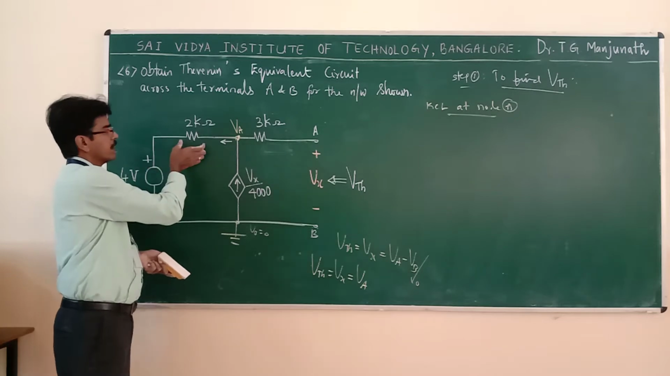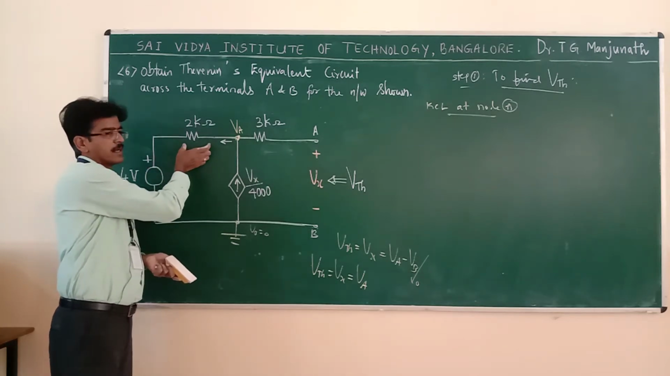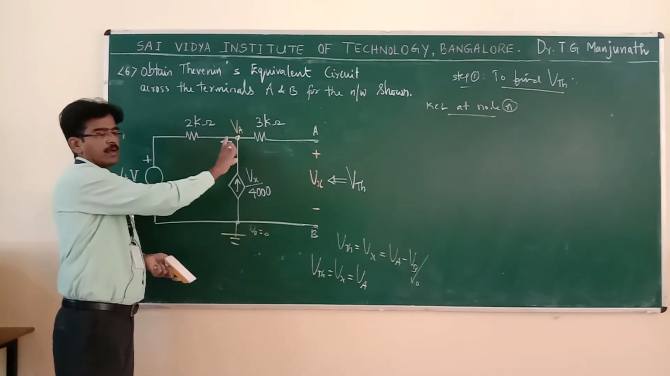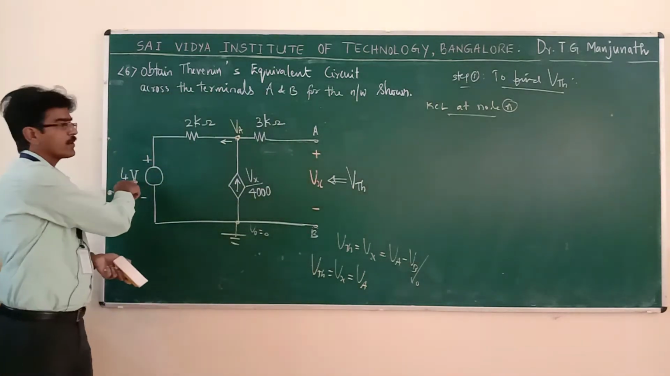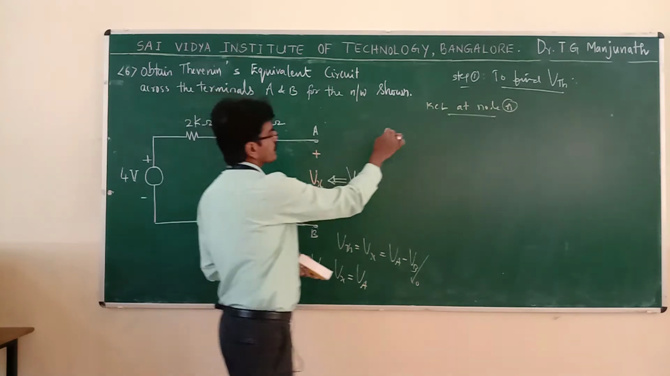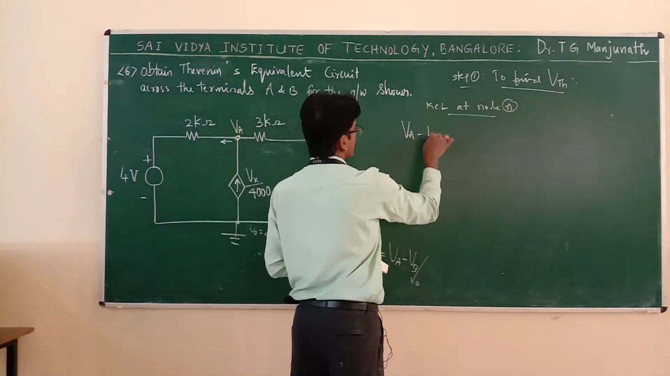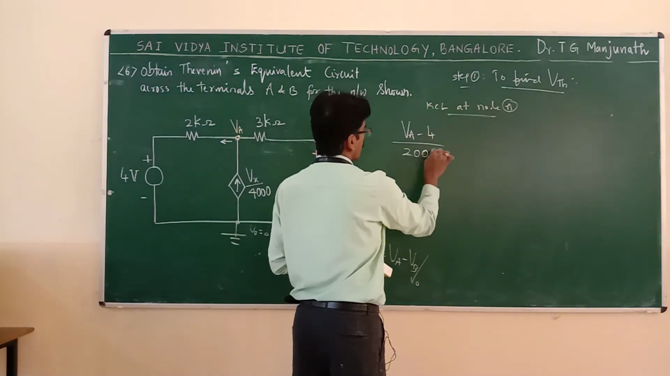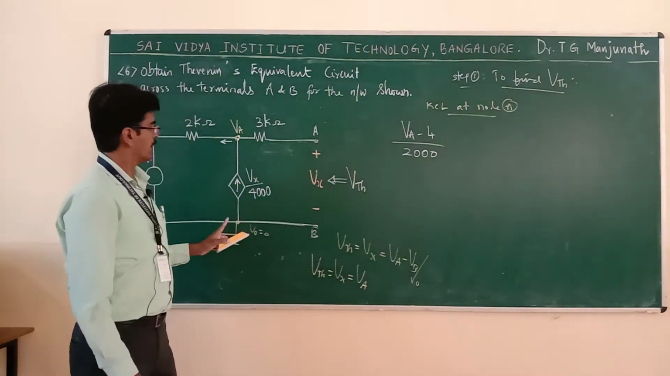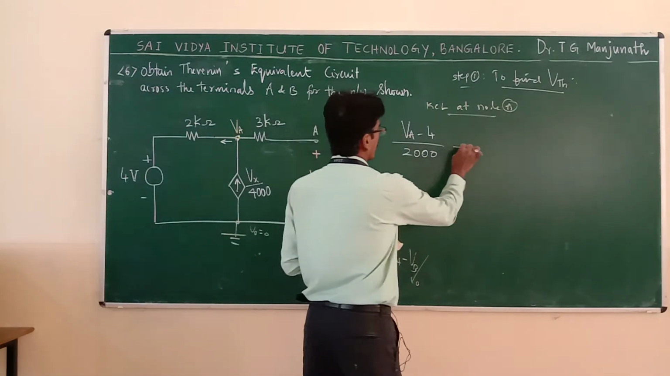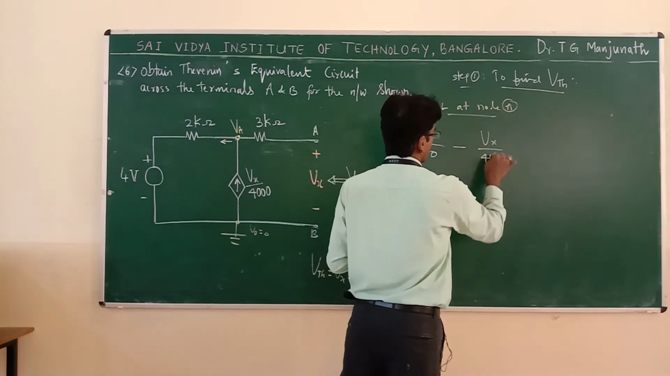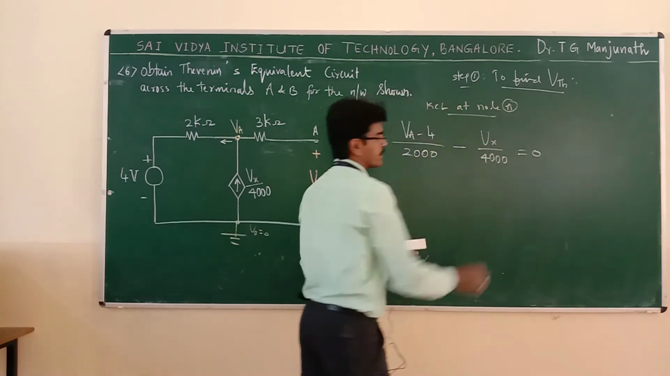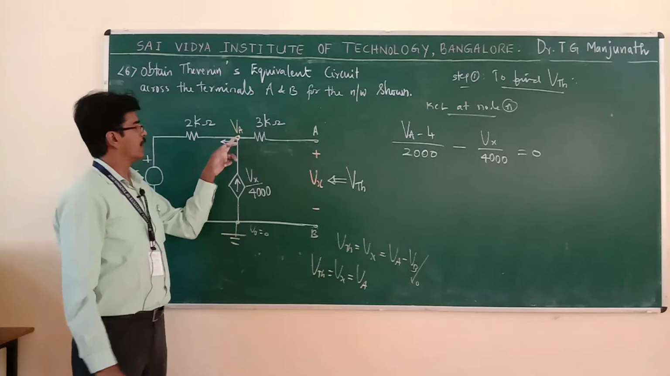Potential difference divided by resistance gives the current here. Here you know the current. So what is the KCL now? Va minus 4 divided by 2K, where 2K means 2000. Incoming current is negative, so minus Vx by 4000 is equal to 0. I repeat, KCL at this node.